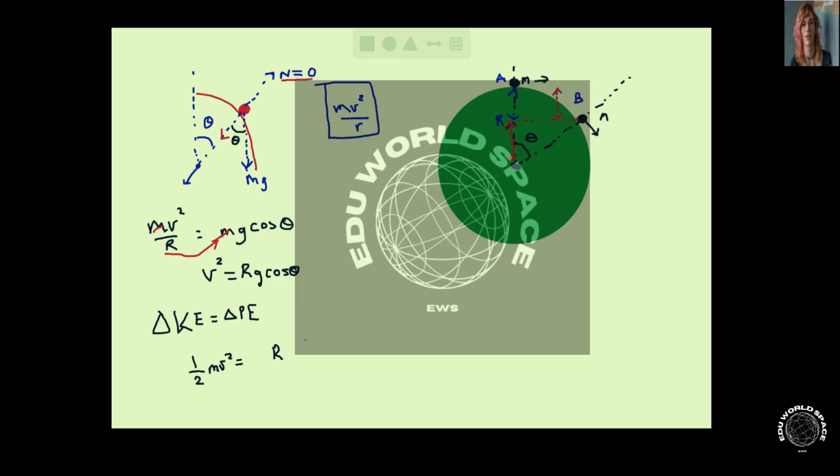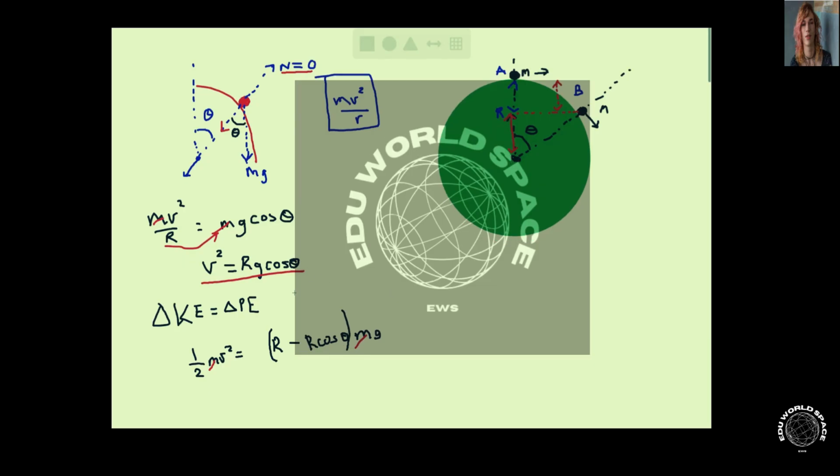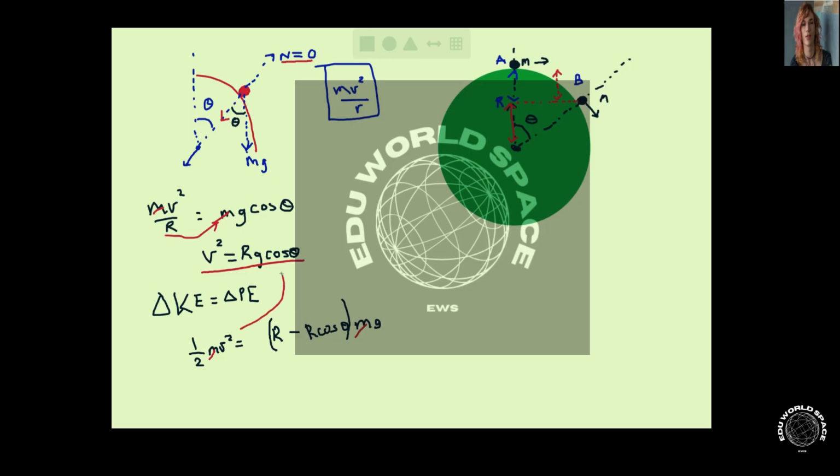So r minus r cosine theta, which is the difference in height, again multiplied by mg. So this is our second equation. So what we can do now, again, is neaten this up by just cancelling out these masses. And we know from this first expression here that v squared is equal to rg cos theta. So we can sub this into here for v squared.